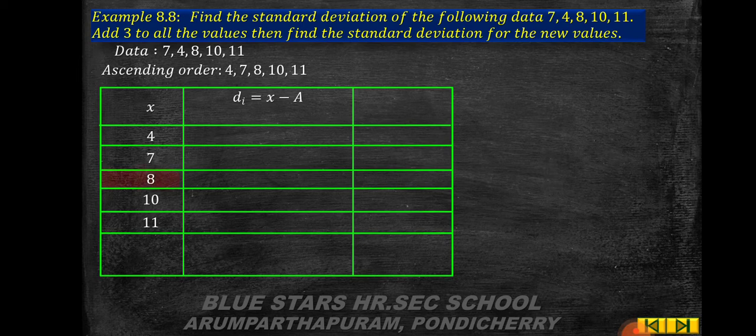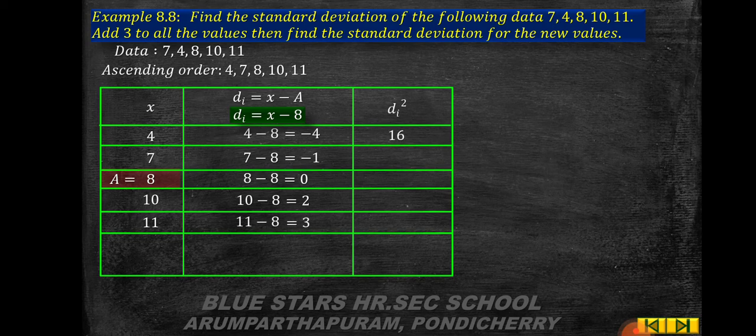di is equal to x minus A. Here A is equal to 8. So 4 minus 8 is minus 4. 7 minus 8 is minus 1. 8 minus 8 is 0. 10 minus 8 is 2. 11 minus 8 is 3. Then di square: 16, 1, 0, 2 square is 4, 3 square is 9. So summation di is equal to 0. Summation di square is equal to 30.